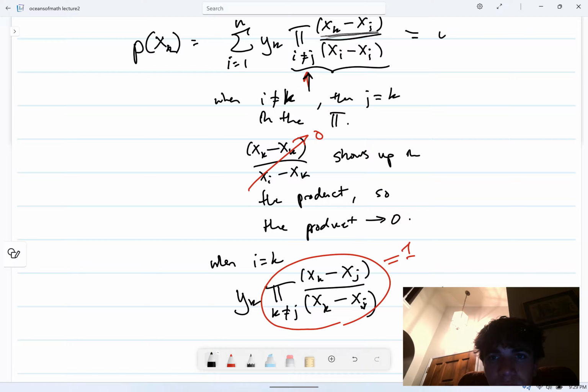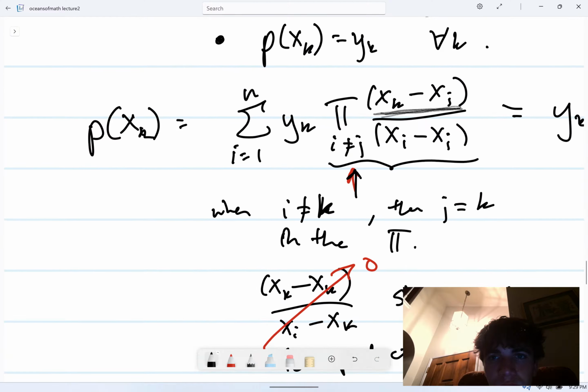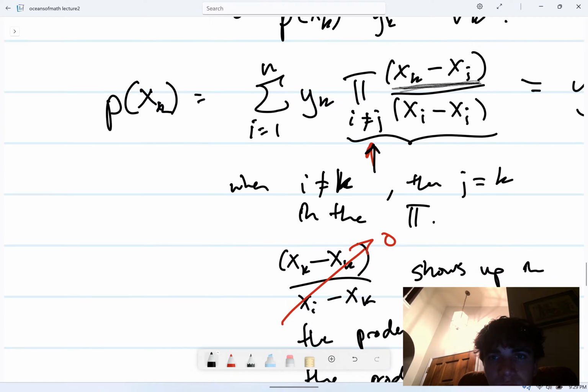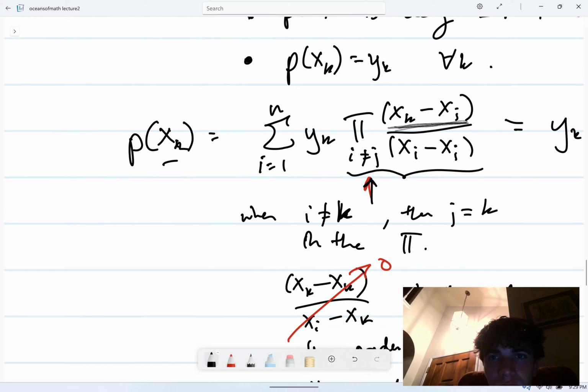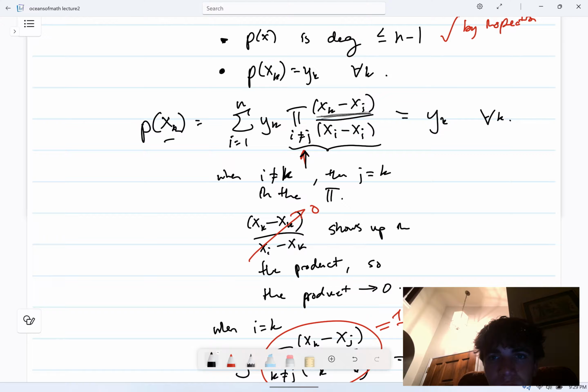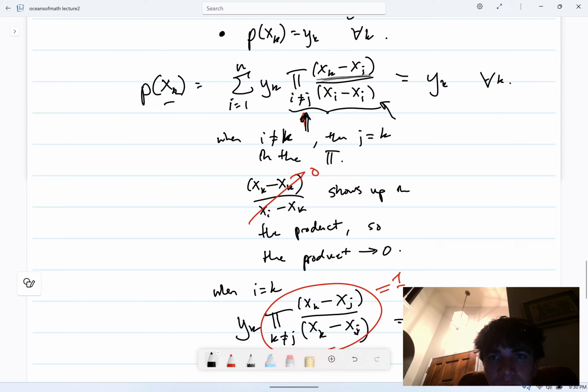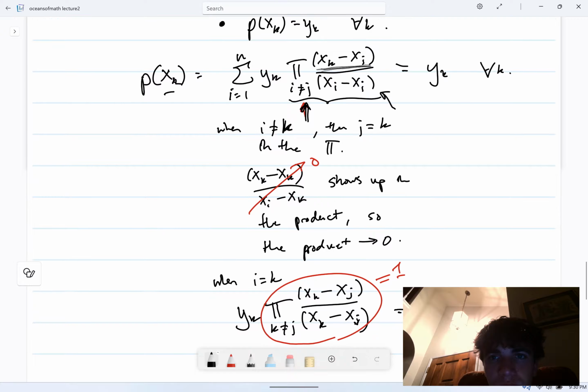Wow. So a lot of juggling indices around to give us ultimately what we were looking for, which is that p of x_k is equal to y_k for all k. So let's go over this again. To summarize, if I plug in x sub k into this polynomial, then every term in this summation, I'm summing over i. And if i doesn't equal k, then one of these terms will be 0 because k gets included in this product. And so the only term that survives is when i equals k. This is the only non-zero term in the sum that survives.